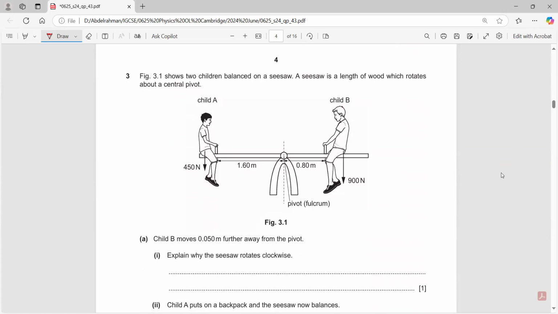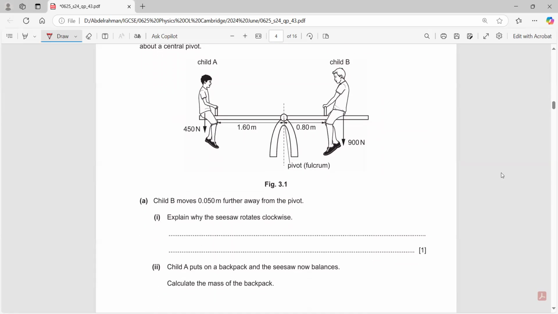Figure 3.1 shows two children balanced on a seesaw. State why the seesaw rotates clockwise. Child B moves. Now they are in this position. They are balanced. If child B moves a distance of 0.05 meters in this direction, explain why the seesaw rotates clockwise.